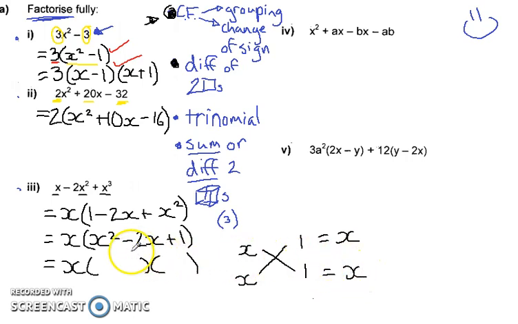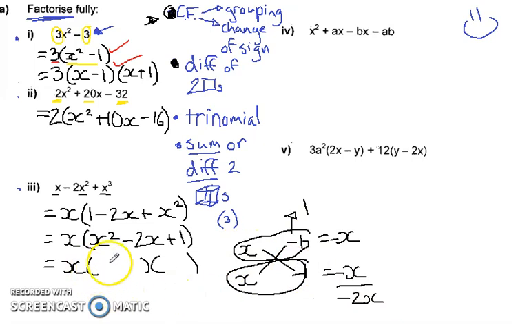Is it the same as the middle term? No, it's not, because the middle term is minus 2x. However, if I change it to minus 1 times minus 1, those will still give me an answer of 1. But x times minus 1 gives me minus x, and x times minus 1 gives me minus x, which gives me a total of minus 2x. So that means my brackets are x minus 1 and x minus 1.